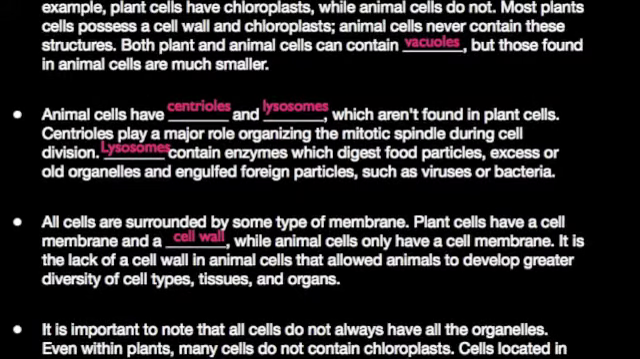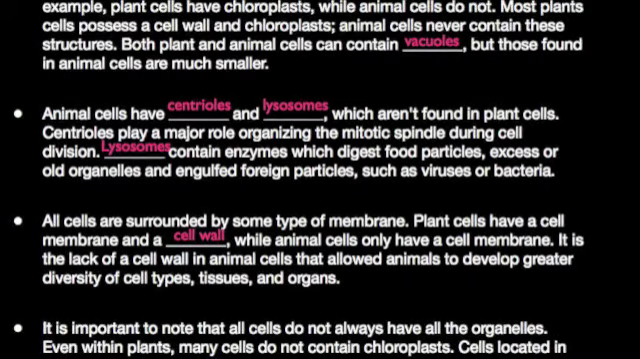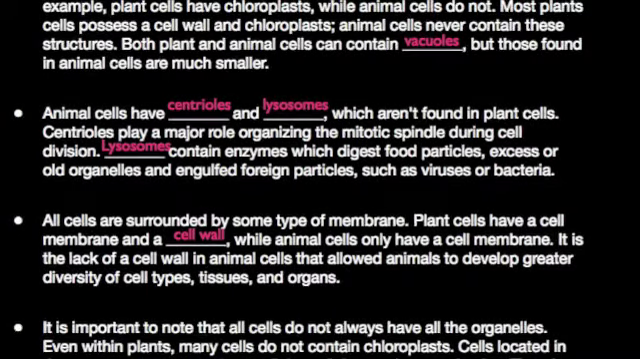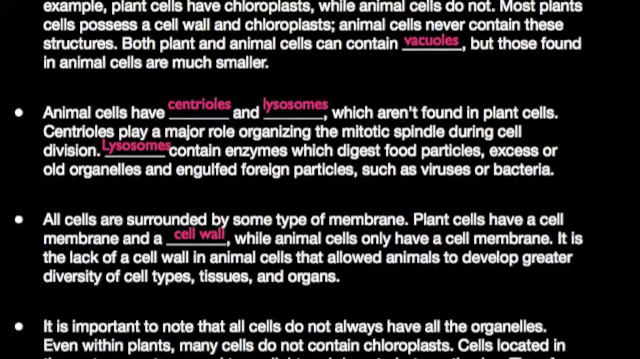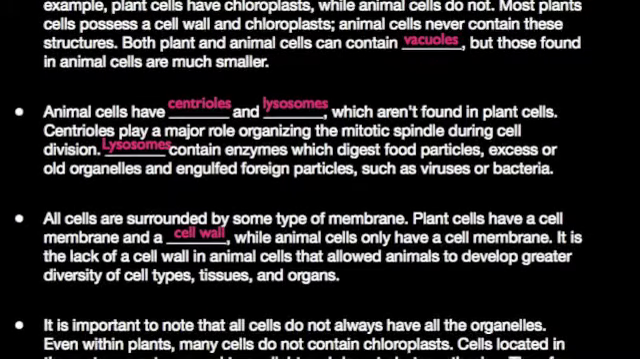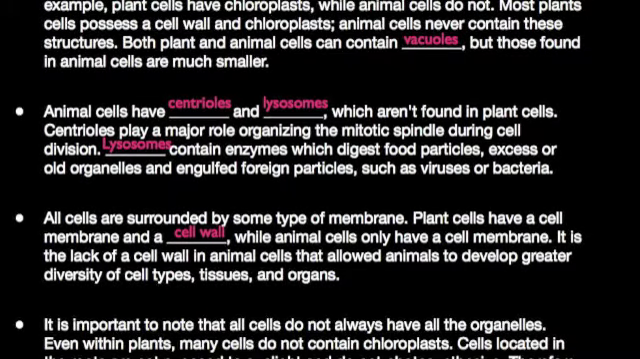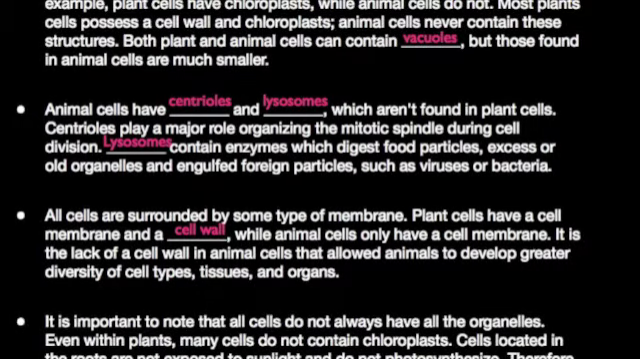Plant cells and animal cells contain different cellular structures. For example, plant cells have chloroplasts, while animal cells do not. Most plant cells possess a cell wall and chloroplasts. Animal cells never contain these structures. Both plant and animal cells contain vacuoles, but those found in animal cells are much smaller.